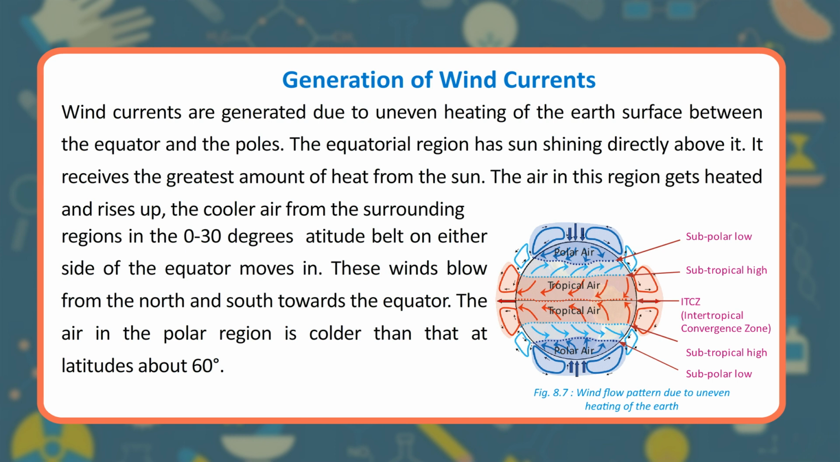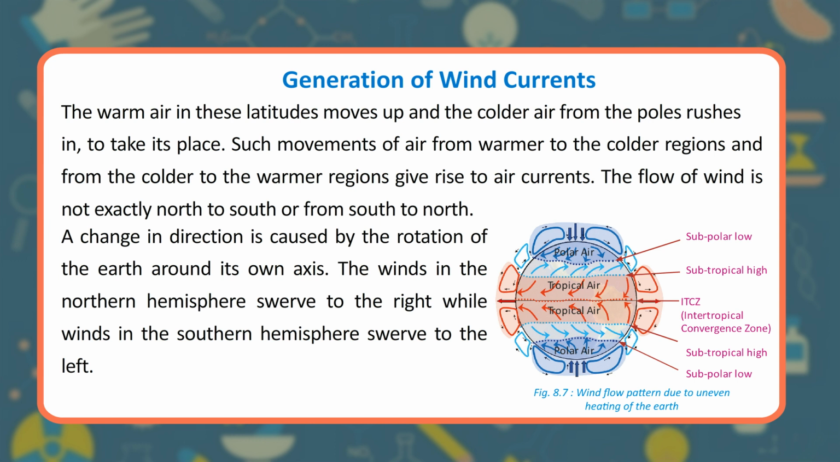The air in the polar region is colder than that at latitudes about 60 degrees. The warm air in these latitudes moves up and the colder air from the poles rushes in to take its place. Such movements of air from warmer to the colder regions and from the colder to the warmer regions give rise to air currents. The flow of wind is not exactly north to south or from south to north. A change in direction is caused by the rotation of the Earth around its own axis. The winds in the northern hemisphere swerve to the right while winds in the southern hemisphere swerve to the left.